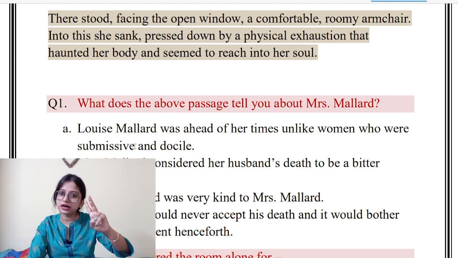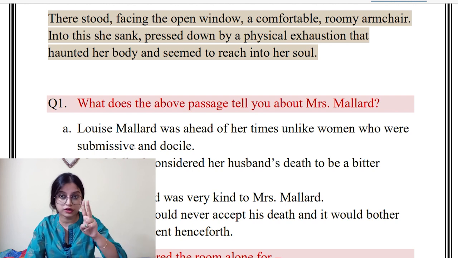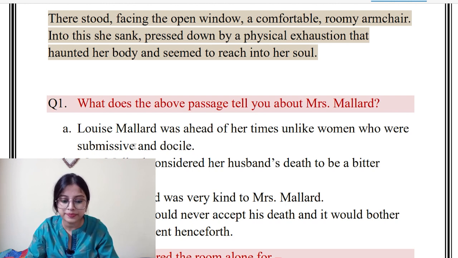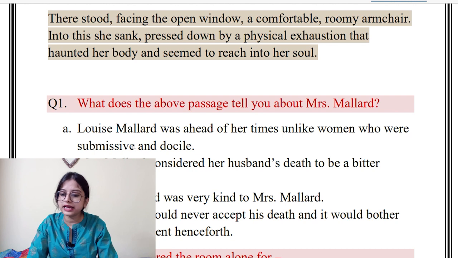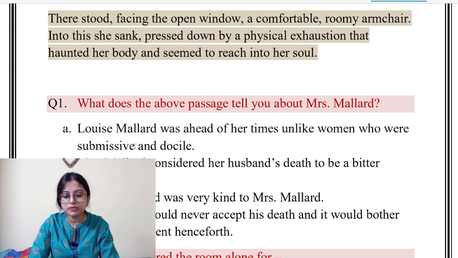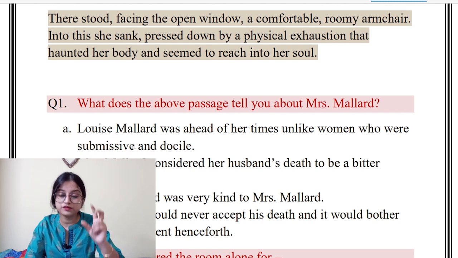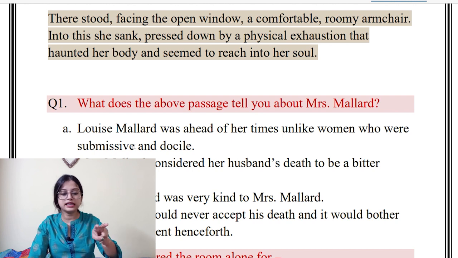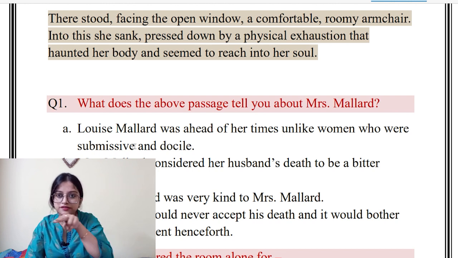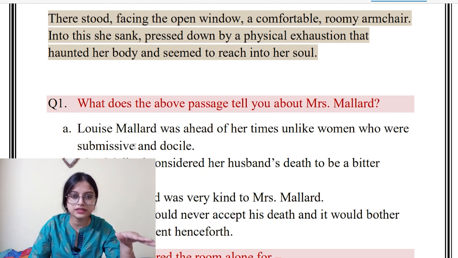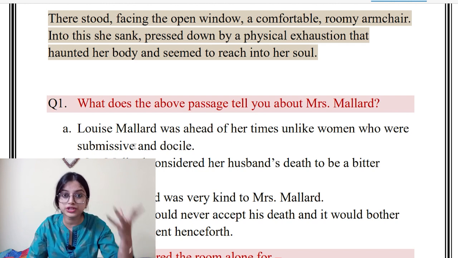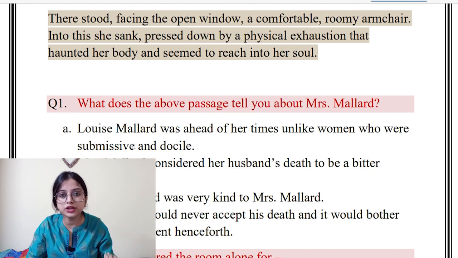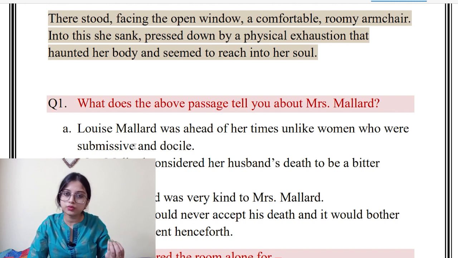So A and B are the best ones over here. One of them will be correct, right? So Louise Mallard was ahead of times, unlike women who were submissive and docile, or Mrs. Mallard considered her husband's death to be a bitter moment. So if you read the above passage between the lines, you'll be able to understand there is a subtle difference between Louise Mallard and the other women. They were paralyzed if they heard such news, because the whole world shattered, they were completely dependent on their husbands. That is why the whole world would shatter.